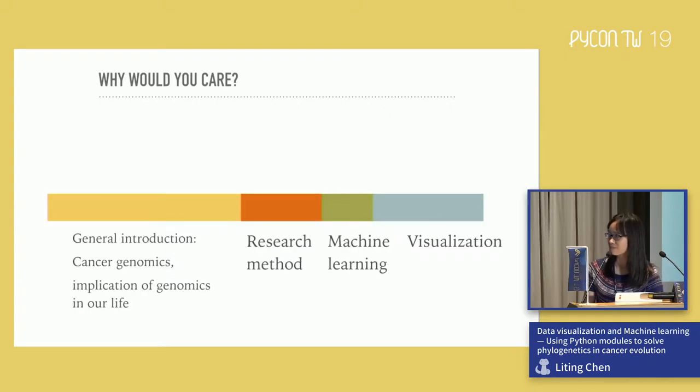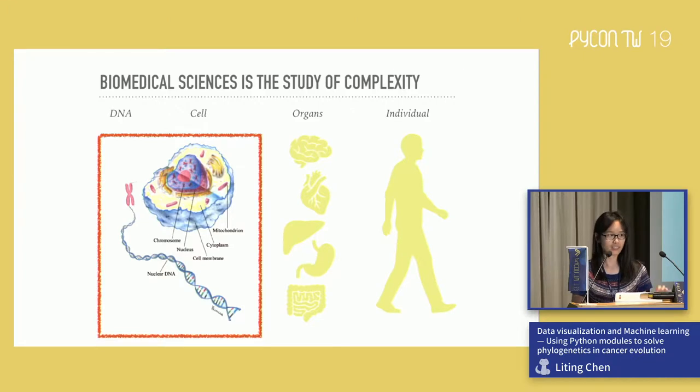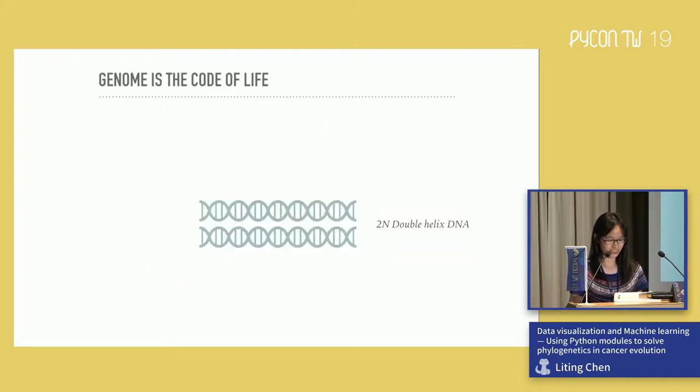I would like to first talk about why you would care about cancer genomics. So what is cancer genomics? Biomedical science is a study from the very basic structure of cells, and then all these come together to form a complex system such as a human or animal. Today the talk will be focusing on the DNA level, which is called genomics.